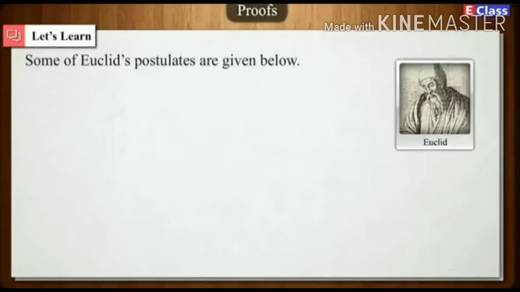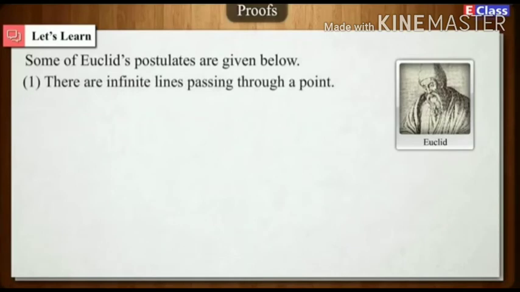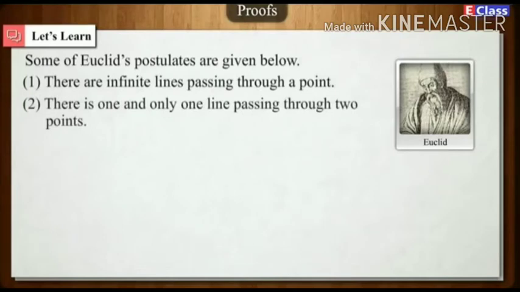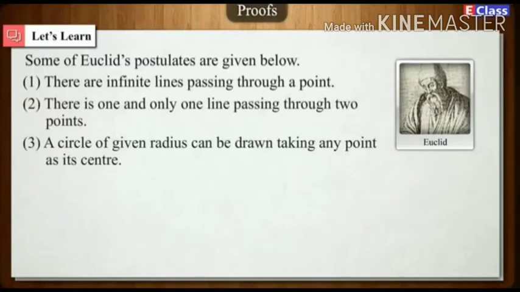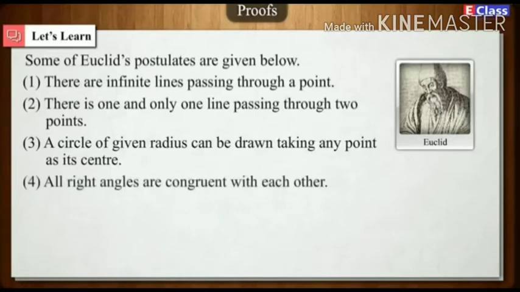1. There are infinite lines passing through a point. 2. There is one and only one line passing through 2 points. 3. A circle of given radius can be drawn taking any point as its center. 4. All right angles are congruent with each other.